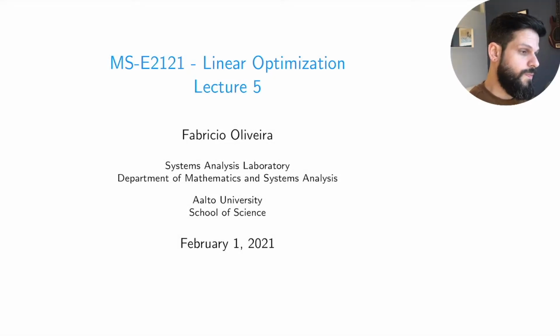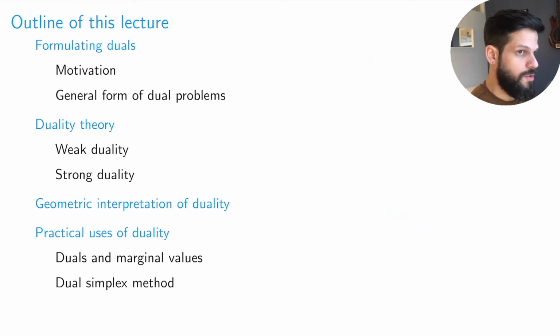Hi everyone. So let's get started with lecture 5. In this lecture we're going to be looking into the notion of duality and how we can use it in the context of linear programming. We're going to talk first a little bit about how we formulate dual problems and their relationship with the original linear programs we've been talking about, which we'll call from now on primal problems.